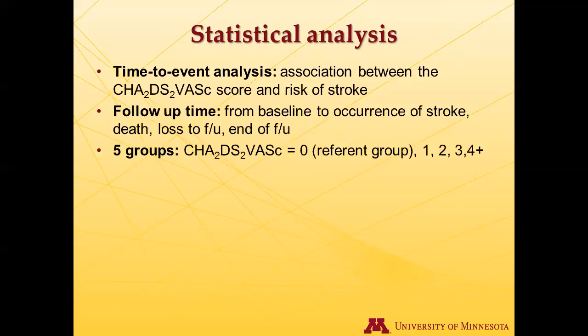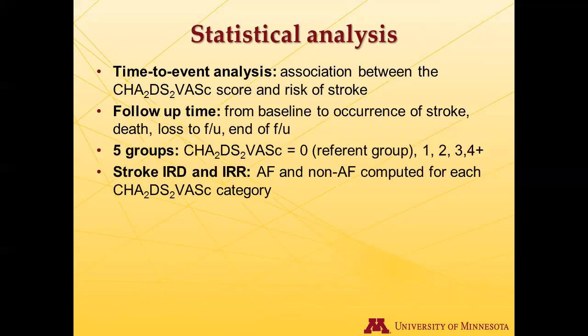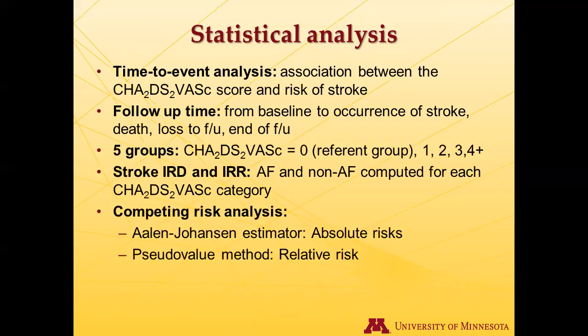We divided our cohort into 5 groups based on the CHA2DS2-VASc score: 0, 1, 2, 3, and 4 and more. We calculated the incidence rate difference and incidence rate ratio in both AFib and non-AFib in each CHA2DS2-VASc category. We also did a competing risk analysis to accommodate the risk of death.